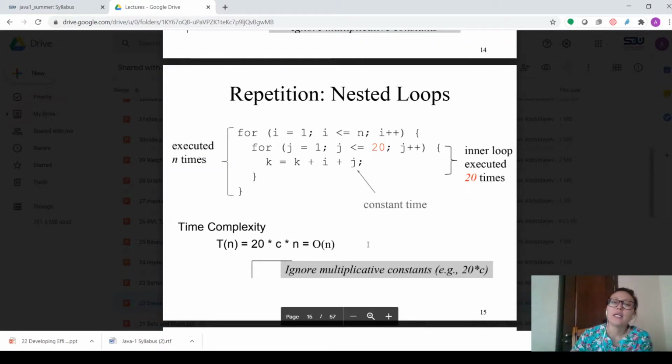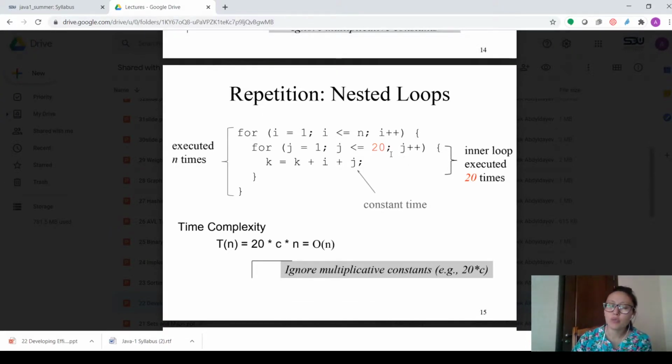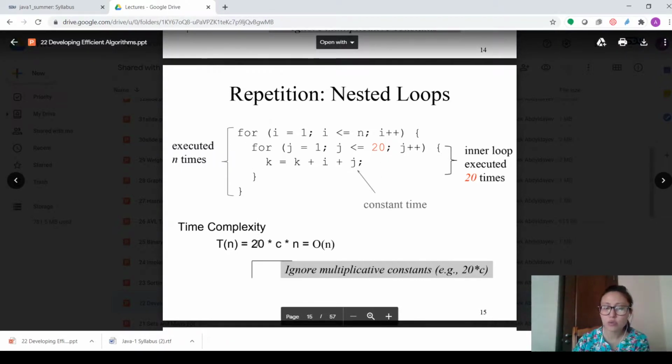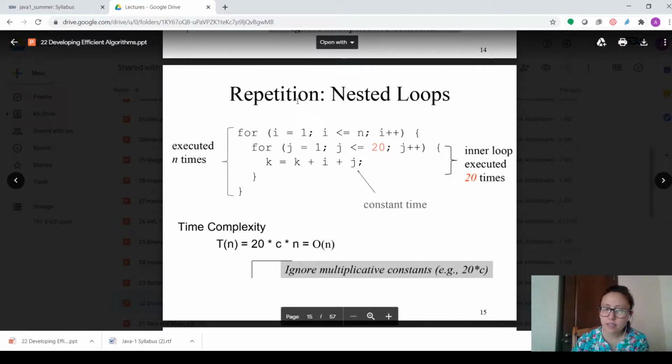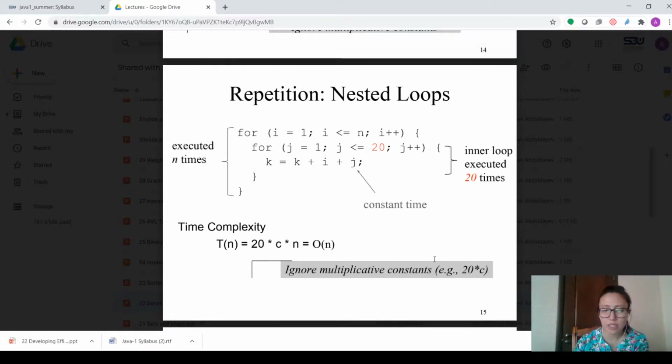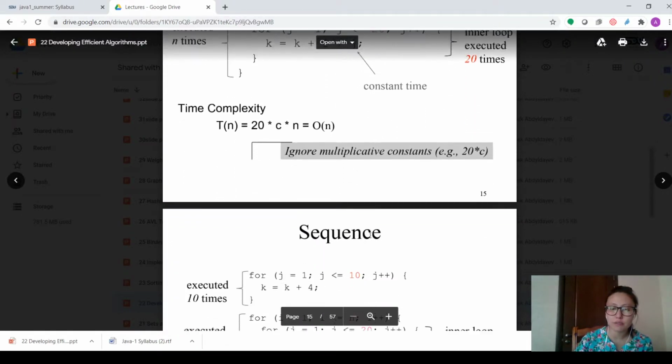Look here, but in this nested loop, the inner loop, we know exactly how many times it will be performed. It will be performed 20 times. Then execution time of this nested loop is 20 times some constant times n. Then the complexity of this nested loop will be O(n) notation, not O(n squared) notation. This is because we know how many times the inner loop will be executed.